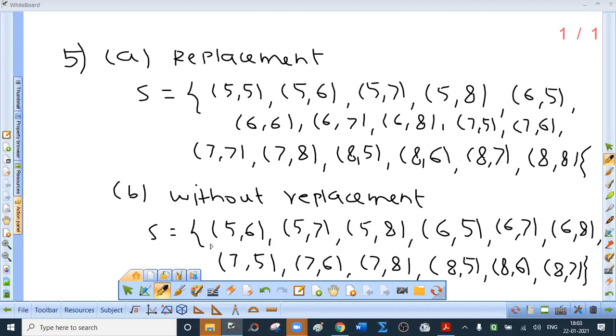Then without replacement means if first card has number 5, second cannot have 5 because it is not replaced. So 56, 57, 58, then 65, 67, 68, 75, 76, 78, 85, 86, 87.